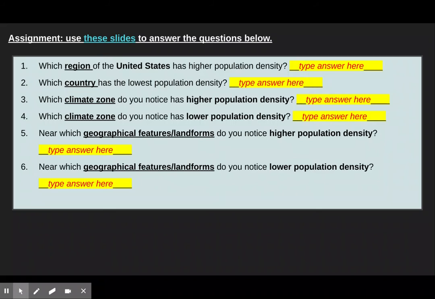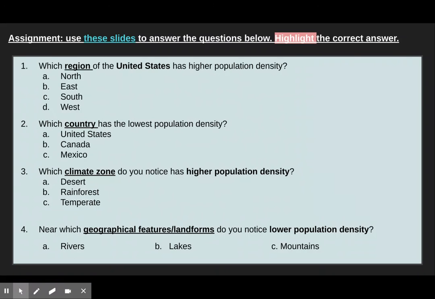So you're going to use the slides that I just went over to help answer these questions 1 through 6. Make sure you're looking at which region of the United States, which country, climate zone for high population density, climate zone for low population density. So please look at all those words that are bolded, highlighted, and then you're going to answer questions 1, 2, 3, and 4. If you want to circle them, you can circle them. If you want to highlight your answer, whatever works for you.